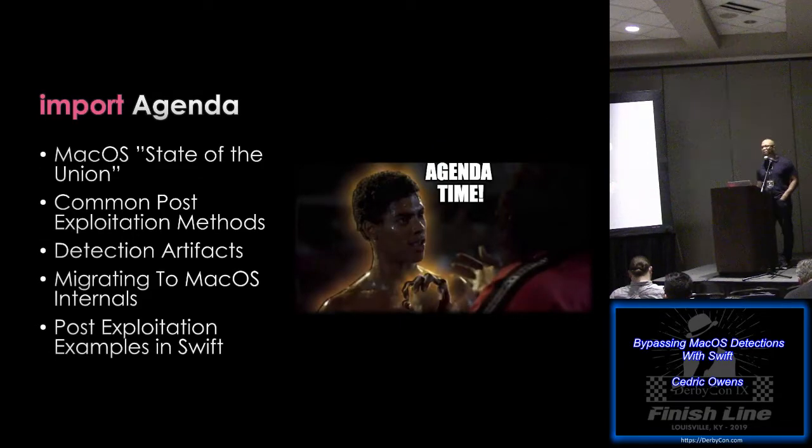So what I plan to talk about is I plan to start off talking about the state of the union through my eyes for macOS from an offensive and defensive perspective, common post-exploitation methods that we've seen for macOS up to this point, and the associated detection artifacts. And then why migrate to macOS internals for post-exploitation? Like what benefit will we get from that? How can we do it? And then last, talk about some examples of doing just that using the Swift programming language.